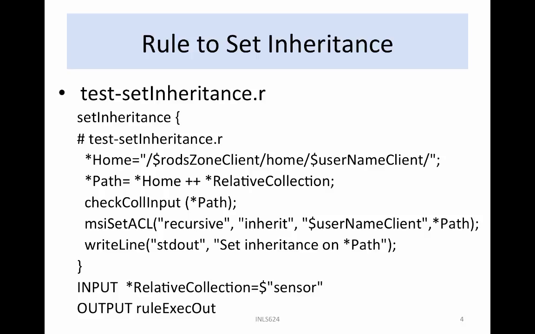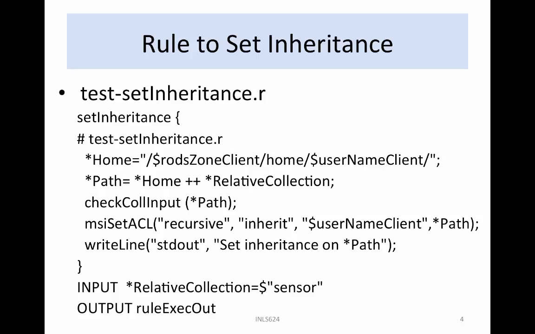The rule is available at LifeLive Zone Home RW More Rules test-setinheritance.r. This rule is very similar to the prior inheritance rule we looked at, with one minor change. This one just sets the inheritance. It does not set any access permissions for the anonymous account.